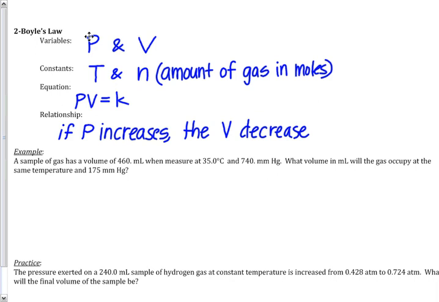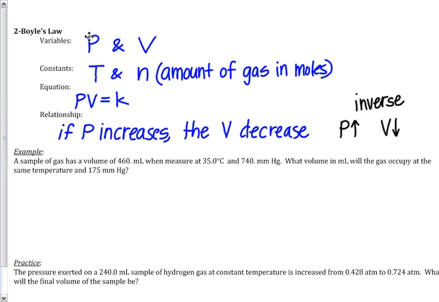And a lot of times I'll use this kind of a shorthand. P going up means V has to go down, or vice versa. This is called an inverse relationship in math. Now, instead of using formulas to try to solve these problems, I think it's helpful to study the relationships.